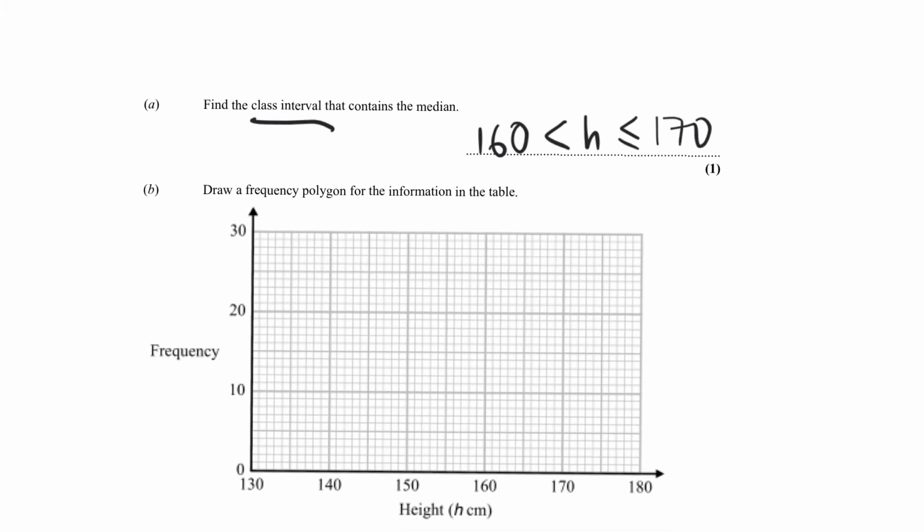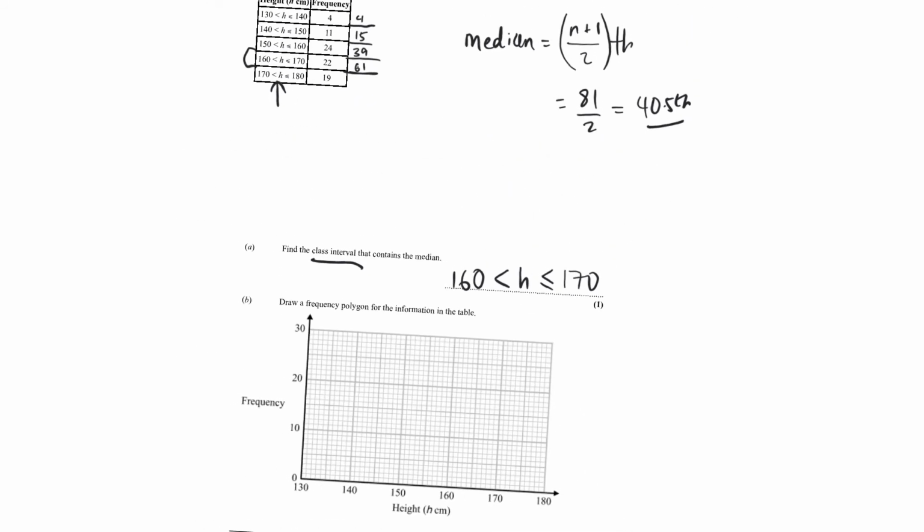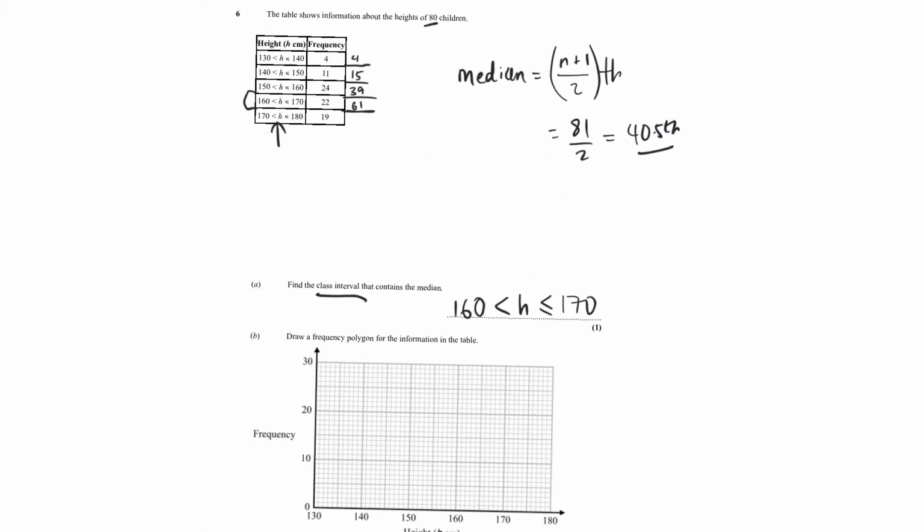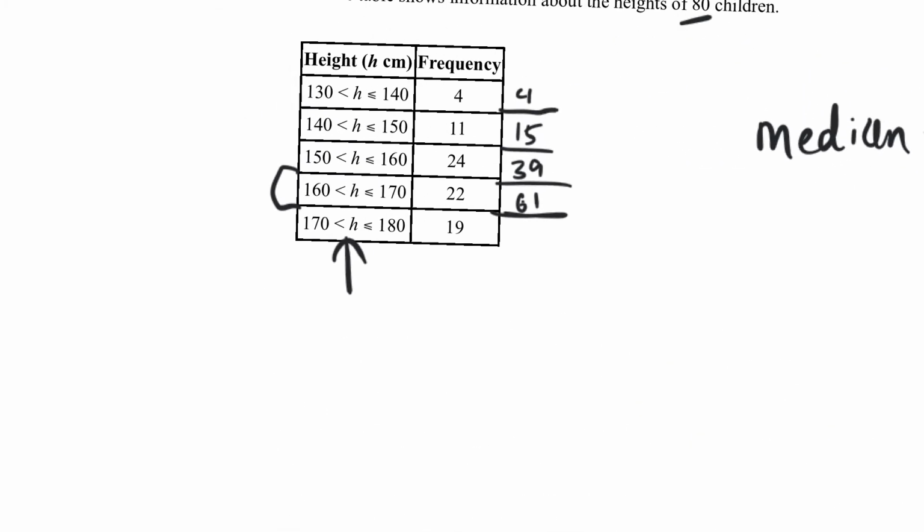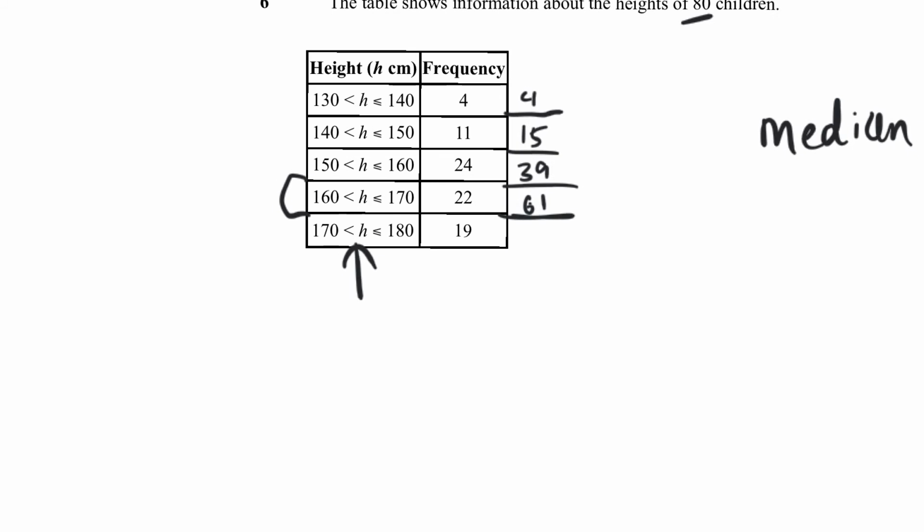And then we're going to draw a frequency polygon. As a recap, I do have a video on my channel if you need refreshing, but in order to draw a frequency polygon, remember you need to find the midpoint first of the class intervals. So if we quickly do that, I'll put M for midpoint, so that's 135, 145, 155. I'm going to rub this out so I have enough space. Then I'm going to carry on. So that's 165, 175.